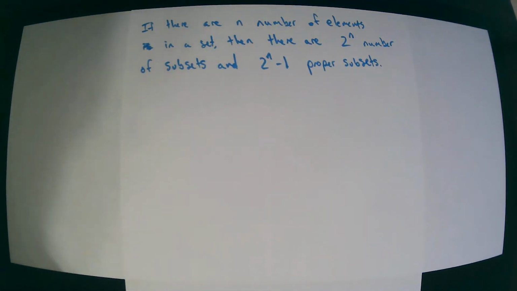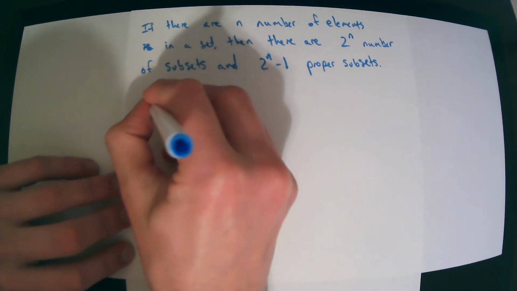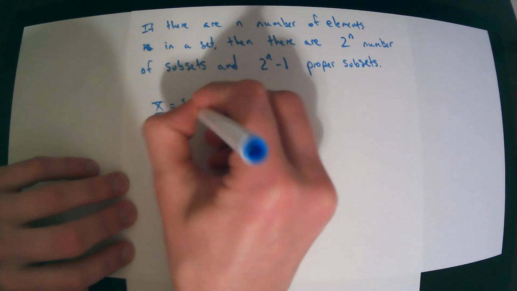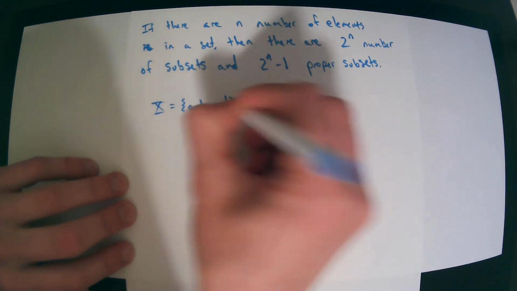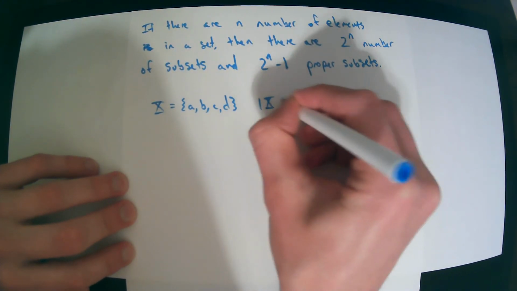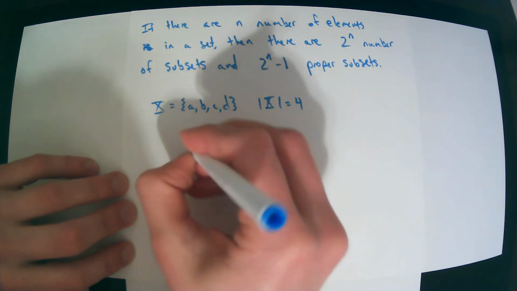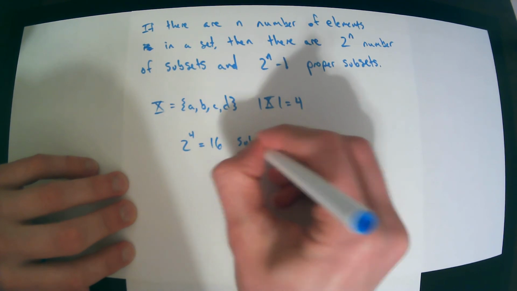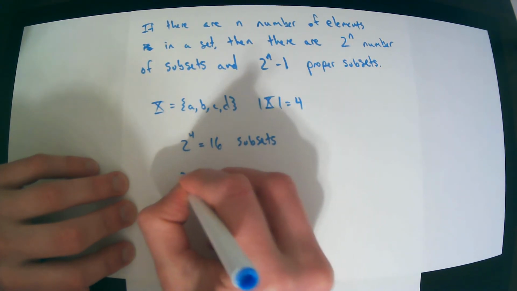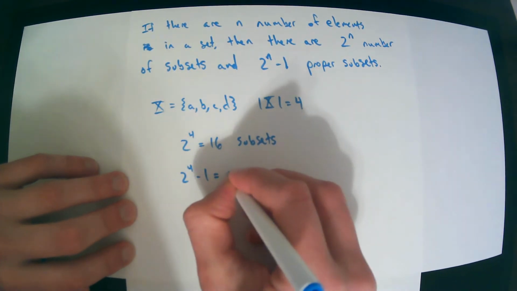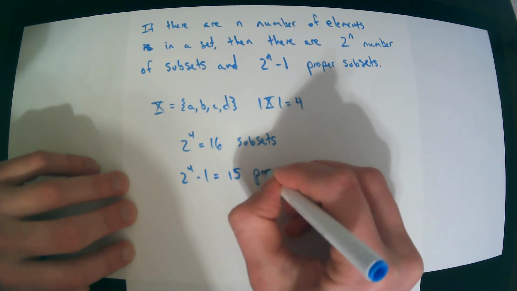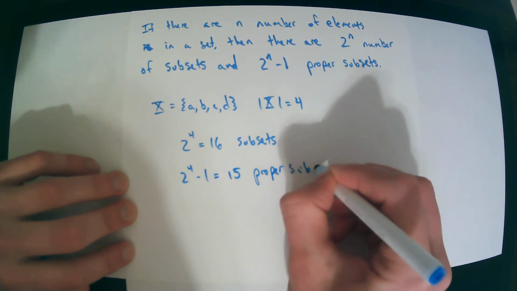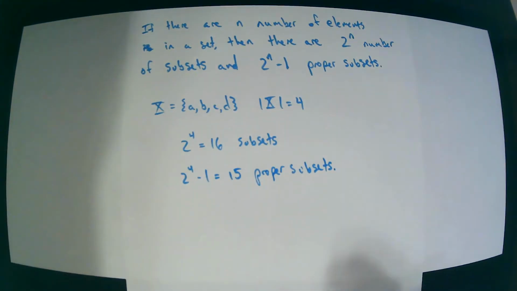Okay, so in the previous example, we had a 4-element set. The cardinal number of x is 4, so there are 2 to the 4th equal to 16 subsets. And there are 2 to the 4th minus 1 equals 15 proper subsets. So that's the rule. Cool.